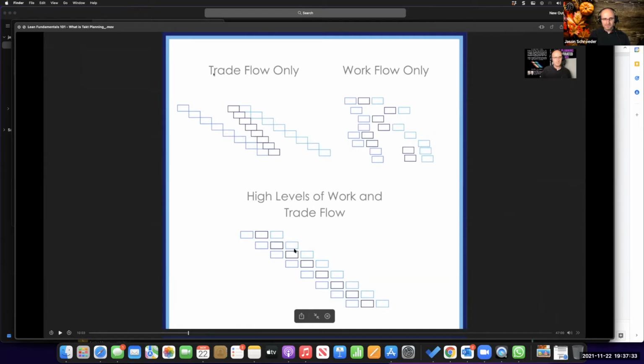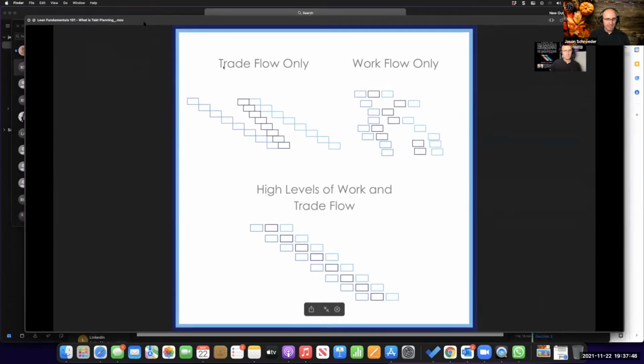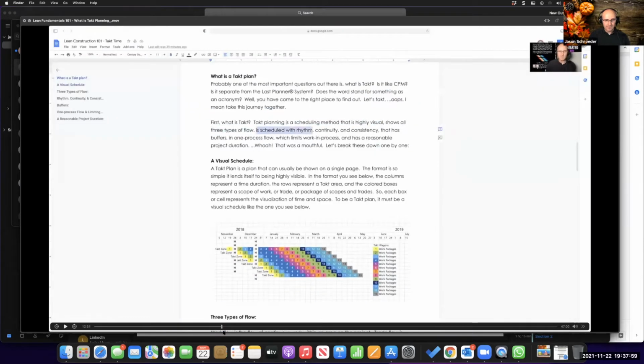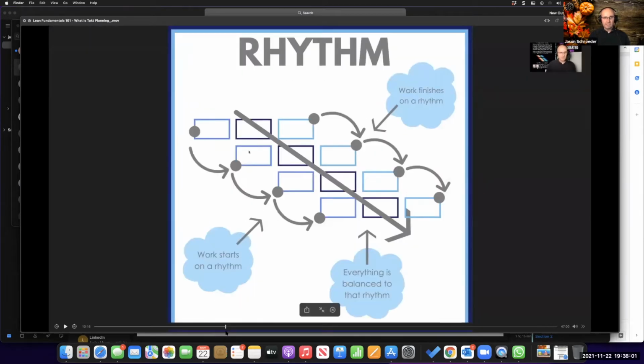Now at the bottom, but never at the bottom in our priority of scheduling systems, is Tact, where you have high levels of workflow and trade flow, where you have good continuity here within the area, and you can see the trades flowing from one area to the next. And so that is legitimately what we're looking for in construction. So let me fast forward just a little bit here in my little video resource, and I'm going to show you another diagram. We schedule tact plans on a rhythm.